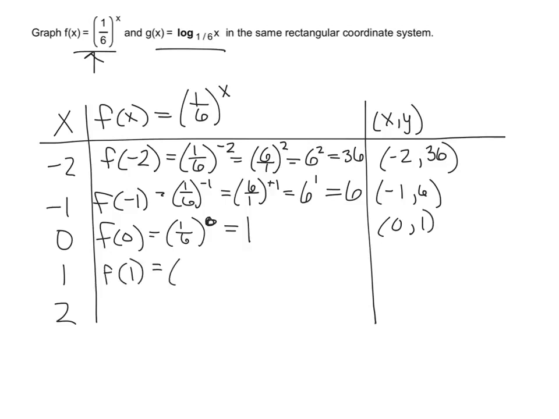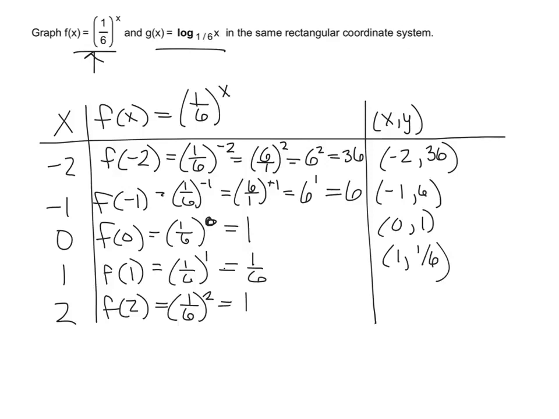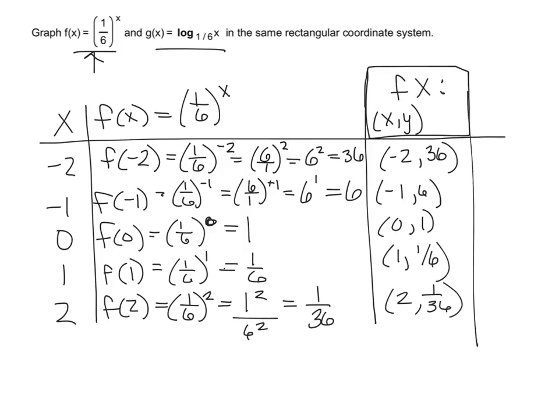F of 1 gives me 1/6 to the first power, which is just 1/6. So I have an ordered pair of 1 and 1/6. And then f of 2 is 1/6 raised to the second power, which is 1 squared over 6 squared, and that gives me 1 over 36. So the ordered pair is 2 and 1/36. Now I just found all of the ordered pairs for f of x.